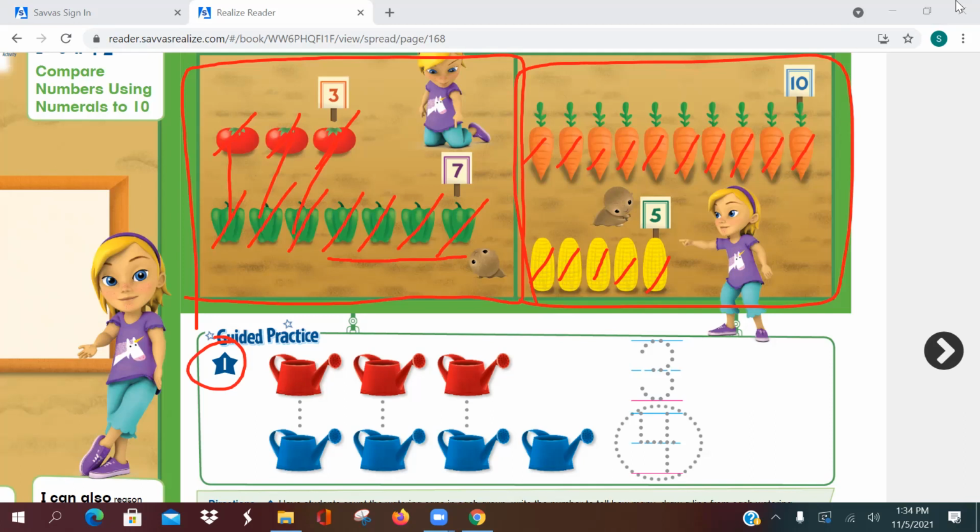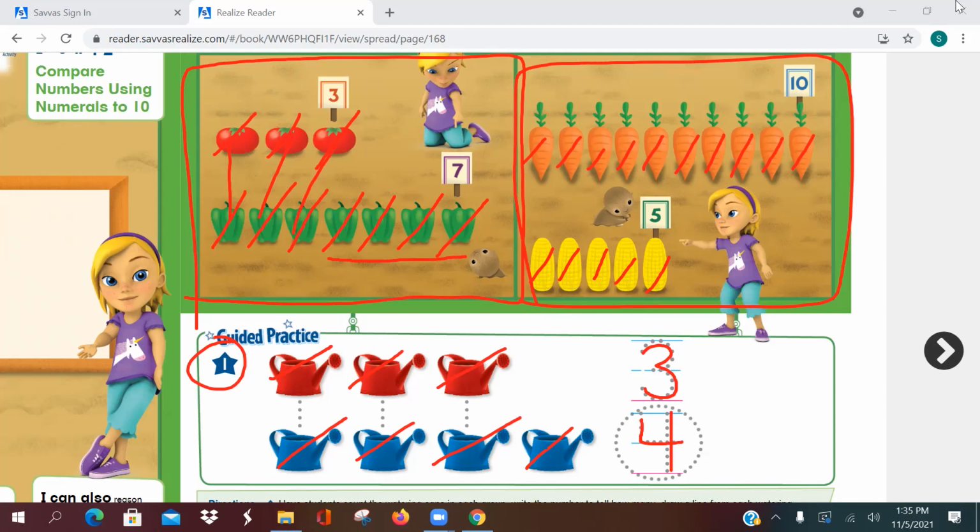We are going to count the watering cans in each group, write the number to tell how many, and then we're going to draw a line from each watering can in the top group to a watering can in the bottom group. And then we're going to circle the number that is greater than the other number. So let's first count. We have 1, 2, 3 red watering cans. And let's count the blue ones. 1, 2, 3, 4. So we're going to write 4.